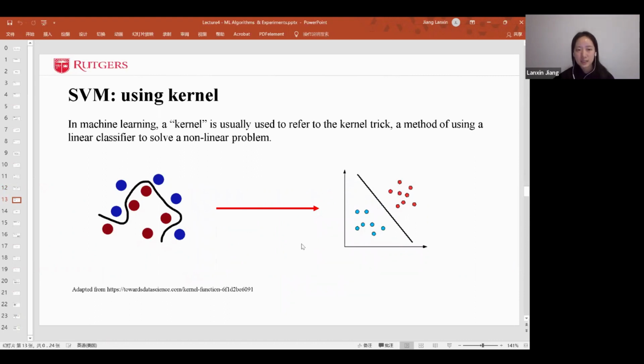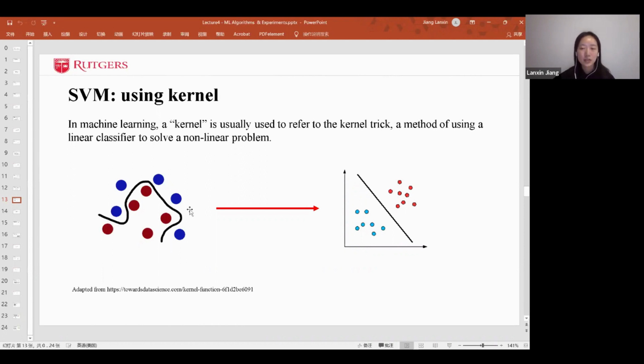Another thing that is important to notice about SVM is that it uses a kernel. The kernel in machine learning refers to the kernel trick, which is a method of using a linear classifier to solve a nonlinear problem. Because in real life, we often find the problem is not a very simple one. We cannot just separate two classes using a single line, but maybe the line can be very complex.